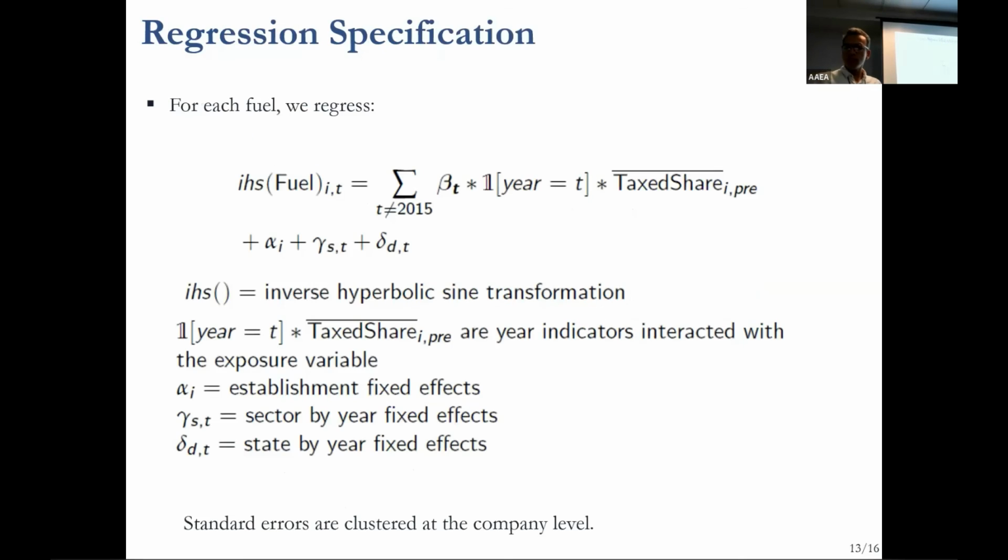fuel. And so we use this measure of exposure intensity in an event study specification, and for each fuel we regress interactions between year dummies and the tax share, and then we include establishment fixed effects, sector by year fixed effects, and state by year fixed effects, and then we cluster the standard errors at the company level. So a given company can have several manufacturing establishments. If you manufacture shoes, you can have 2 different factories in different sectors, in different regions, for example.